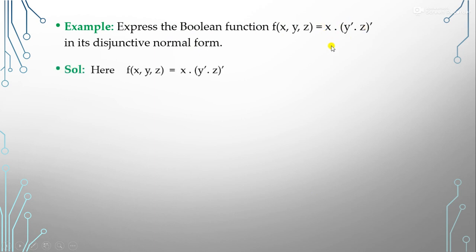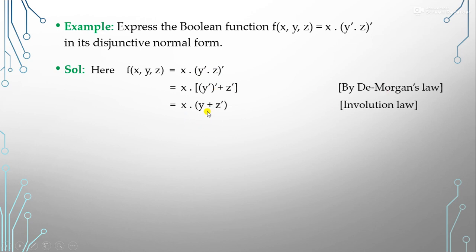So here first you see what law we can use. You know that here we have the complement, and for the complement we use only the De Morgan's law. So first you use the De Morgan's law. According to the De Morgan's law, it becomes y complement complement plus z complement. After that, y complement complement becomes y by the involution law. After that, you use the distributive law, that is xy plus xz dash. Now this is in your standard form.